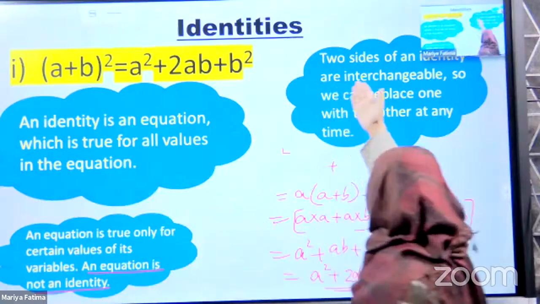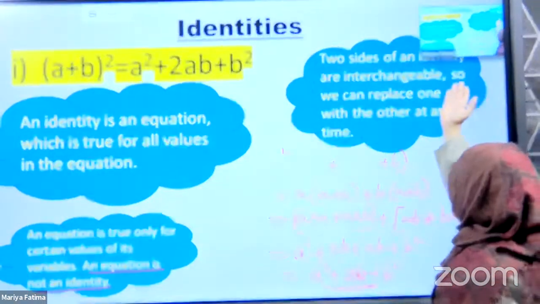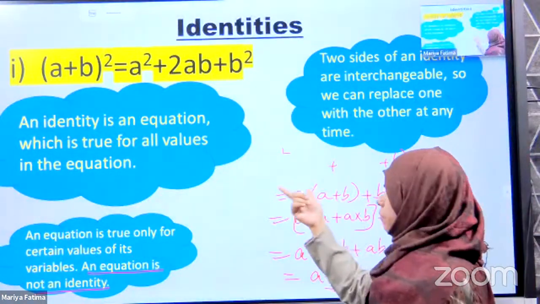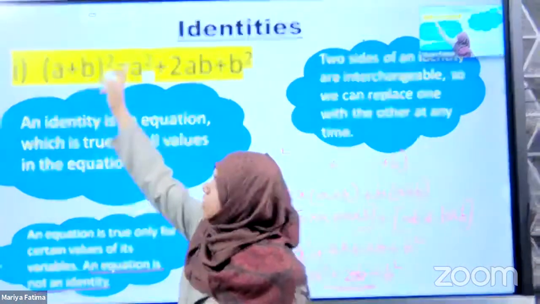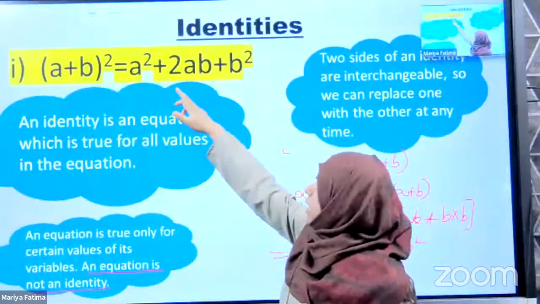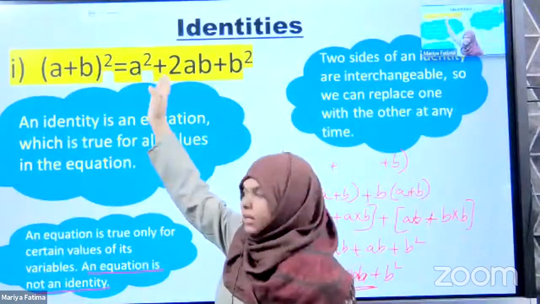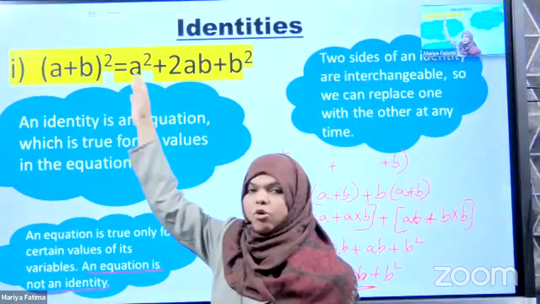Here, two sides of an identity are interchangeable, so we can replace one with the other at any time. Wherever we have (a plus b) whole square, we can use a square plus 2ab plus b square. Wherever we have a pattern like this, we can write it as (a plus b) whole square.